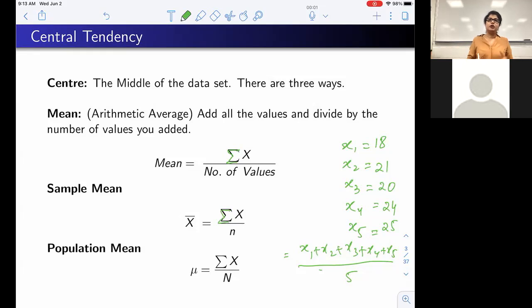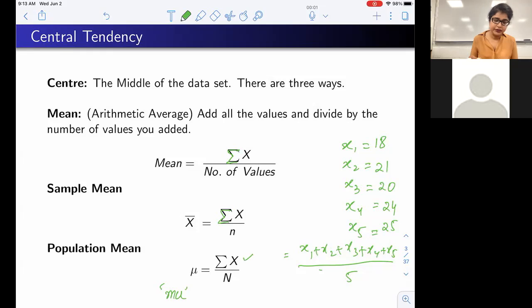And if we are talking about the population mean, this is represented by the little u sign, which is a Greek letter. We call it mu. You can pronounce it as mu. So this is represented by the sum of X divided by the number of values for a population space, which we represent by capital N. So sum of X divided by capital N, and we write it as mu. This is called the population mean.